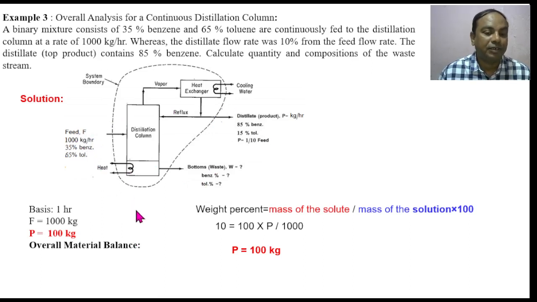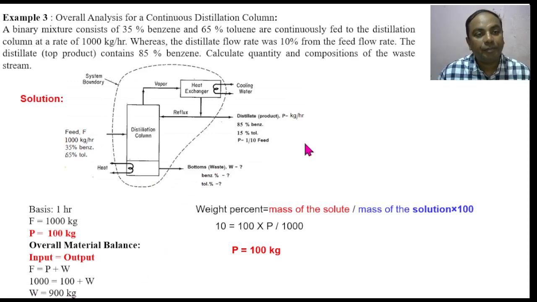So for the overall material balance, input is equal to output, because this is a steady state process. On the left hand side, input is F, and output is P plus W. Put the values of all the variables. We would get the unknown variable W as 900 kg.